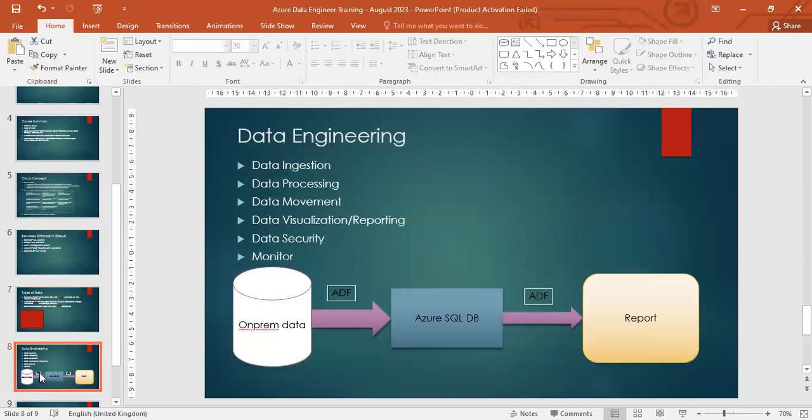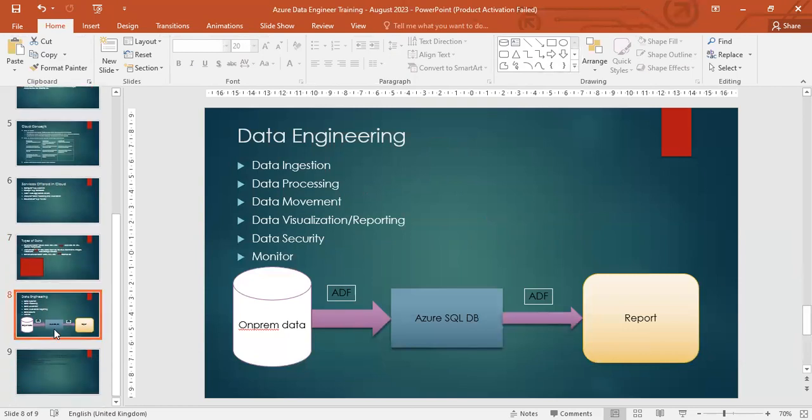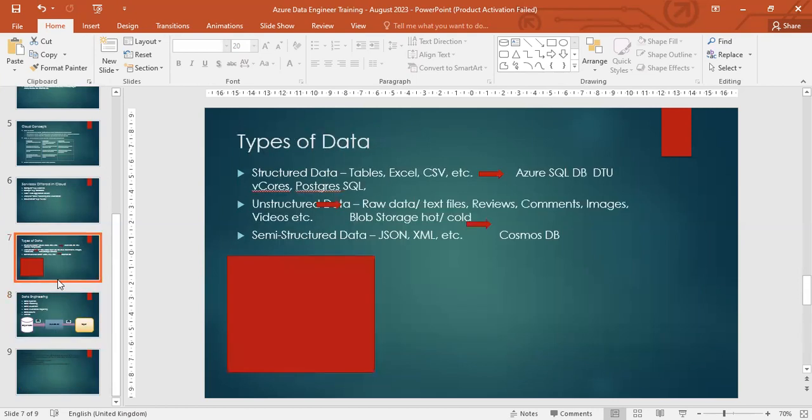All right. So in case of Cosmos DB, it's a mix of both blob storage as well as Azure SQL DB. These APIs are there to process the semi-structured data as well as structured data. Okay. Thank you.